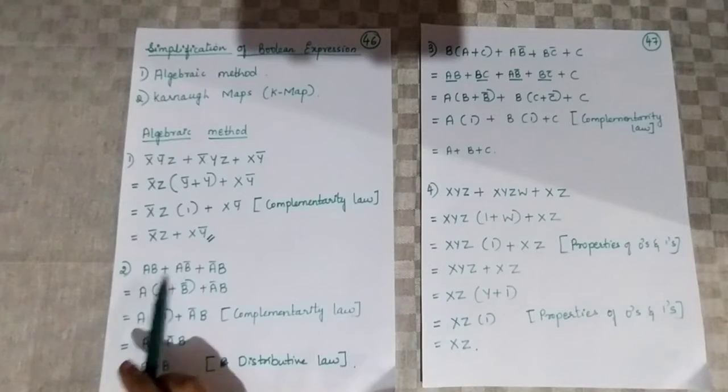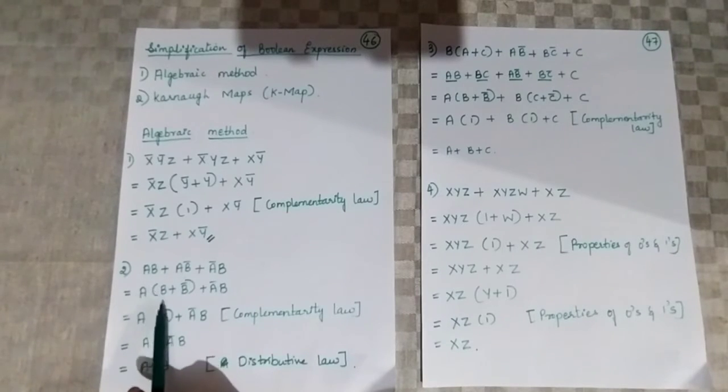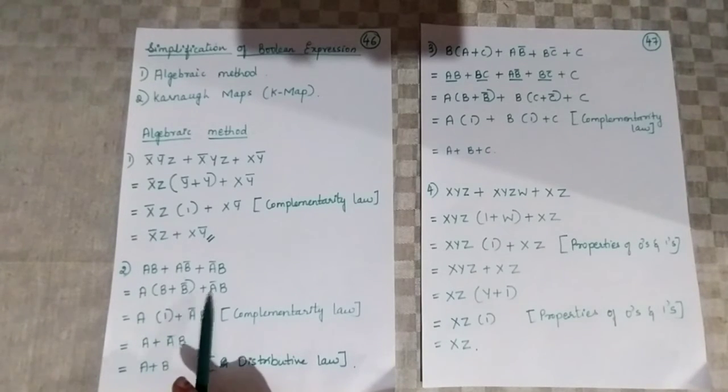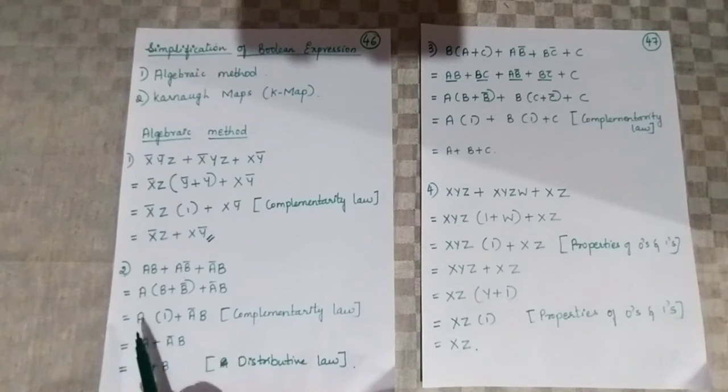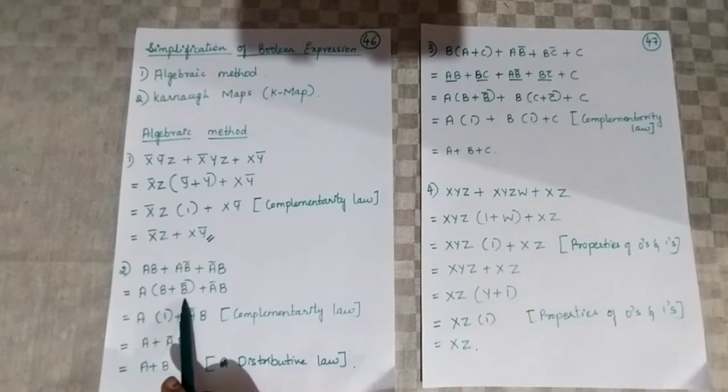In this, A is common, so take it aside, take the bracket. So here you are left out with B plus here you are left out with B complement. So you are writing like this, plus A complement B. Now write A as it is. So again B plus B complement results in 1, that is by complementarity law, plus A complement B. Okay. Next, moving to the next step, A into 1 results in A, then plus A complement B.